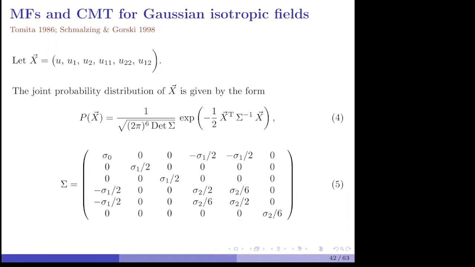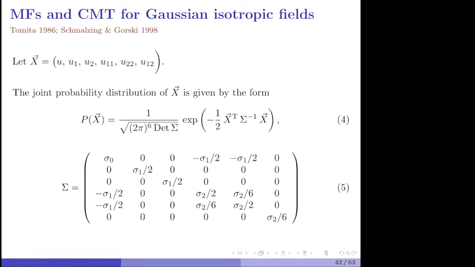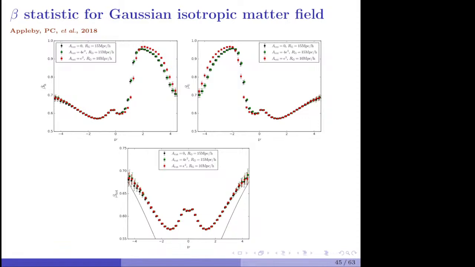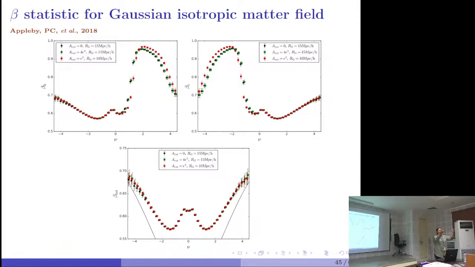So what I'm going to do now, in the next 2-3 slides, before we look at the 21 centimeter application, is to go through all the morphology that we have defined. I just want you to have a feeling for what they look like. We have seen that for a Gaussian isotropic field, Minkowski functionals and contoured Minkowski tensor, we can derive analytically the beta, the shape statistic.